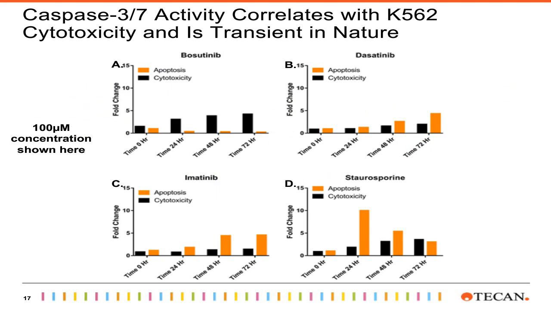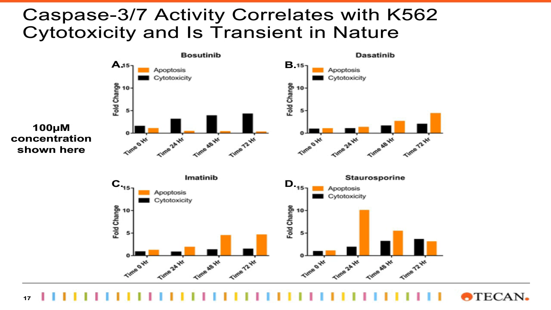So the time course treatment with the other test compounds showed that the detection of caspase 3-7 activity was correlated with K562 cytotoxicity and in some cases was transient in nature, as we did refer to in previous slides today. So here on the screen, I'm showing you the 100 micromolar concentration, which was our highest concentration tested. And we see here that the kinase inhibitors did induce an increase in cytotoxicity, which is shown as the black bars, and that over time that cytotoxicity increases the longer that those cells are exposed to the compound. Apoptosis, which is our caspase 3-7 activity, shown as the orange bars, was detectable in cases across the board here.